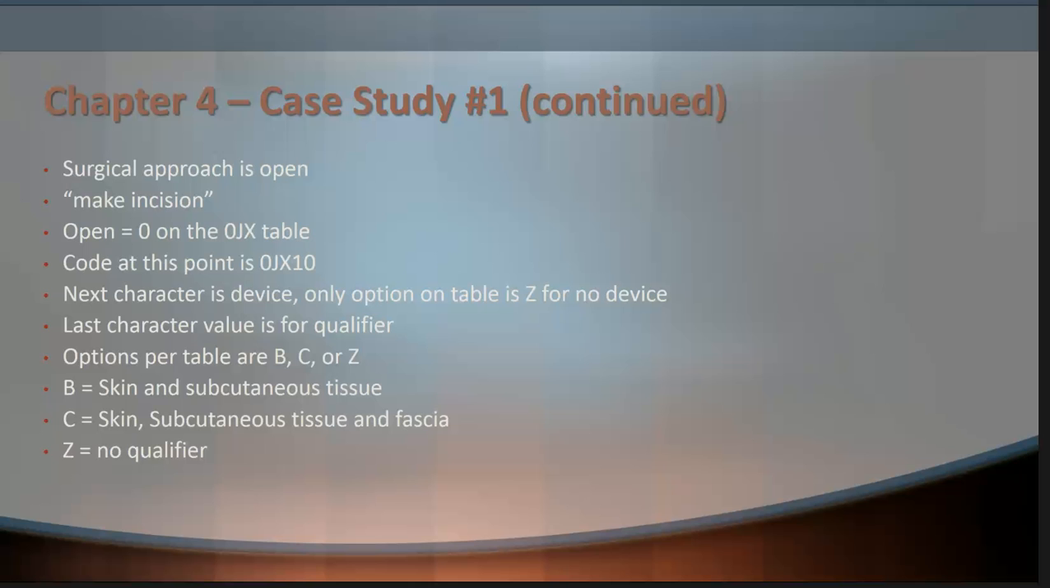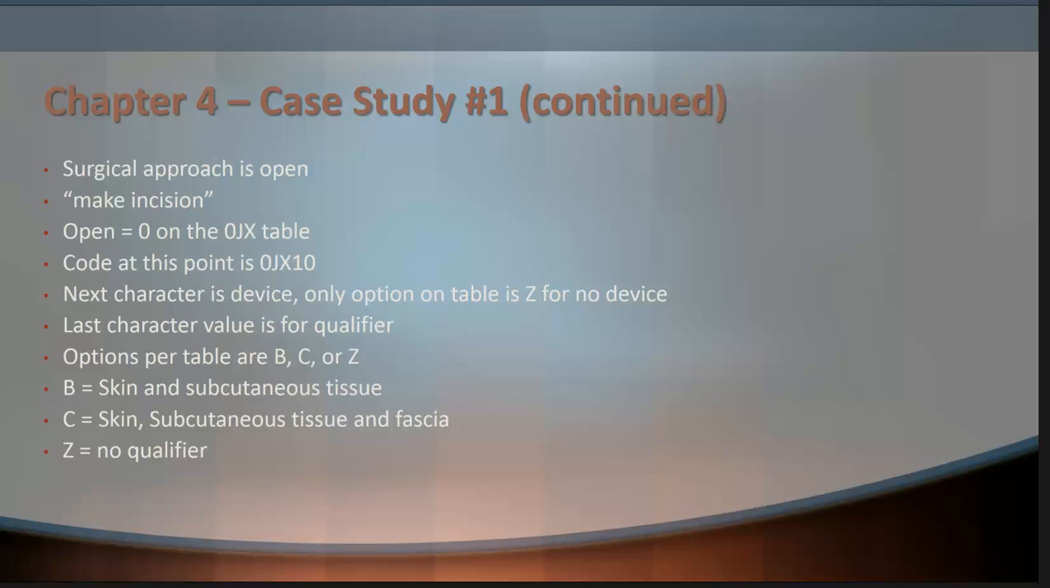The next character value, when we go to that table and go across, we only have the option of Z, which is no device. There was no device left in this patient at the conclusion of this procedure. For this particular code and table, at this particular row, the last character value has a positive component. It identifies the depth of tissue. So you're coding it basically twice. You can have the character value choices of B, C, or Z for that last qualifier character value.